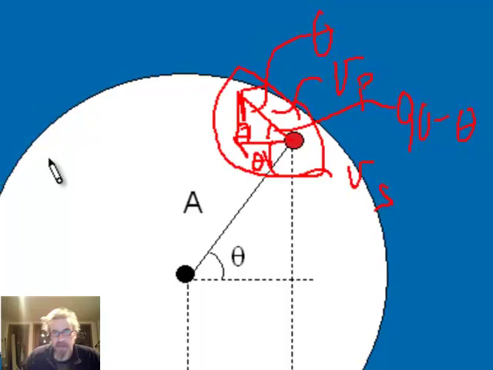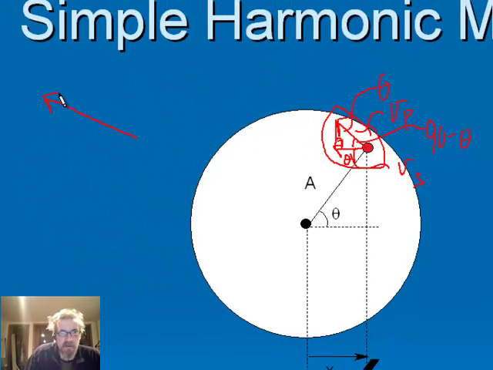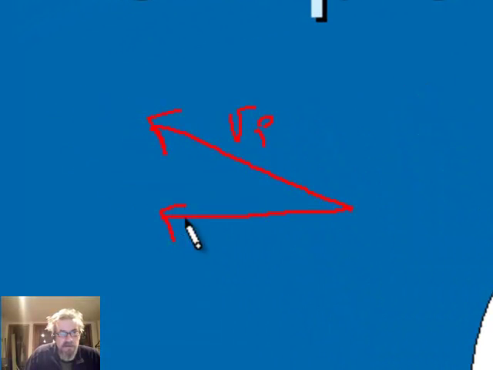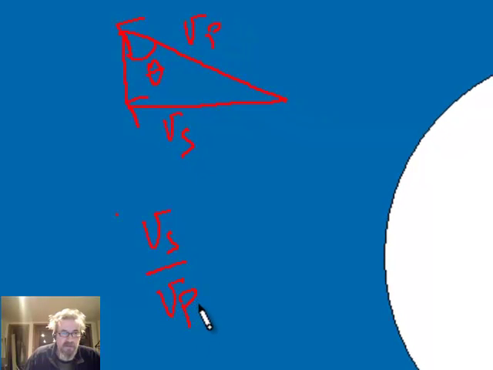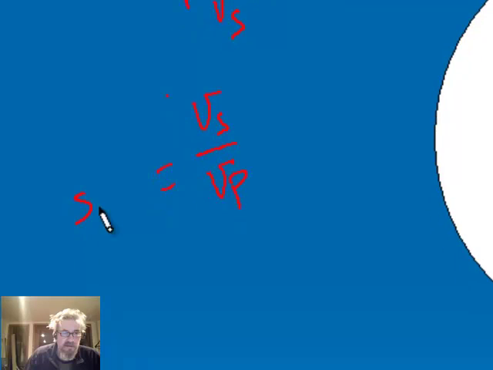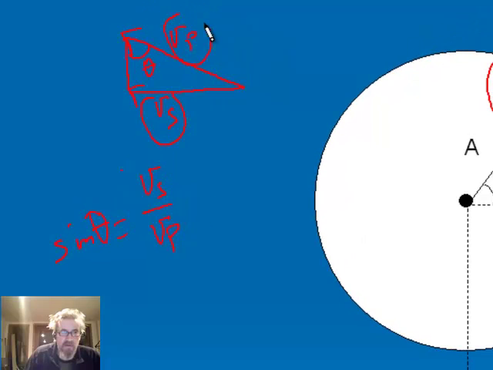Let's take this little triangle and blow it up. Here's what we've got. This is the velocity of the pin. This is the velocity of the shadow. And this angle right here is theta. So here's what this means. Opposite theta is Vs. Hypotenuse is Vp. So Vs over Vp is the sine of theta. Opposite over hypotenuse.